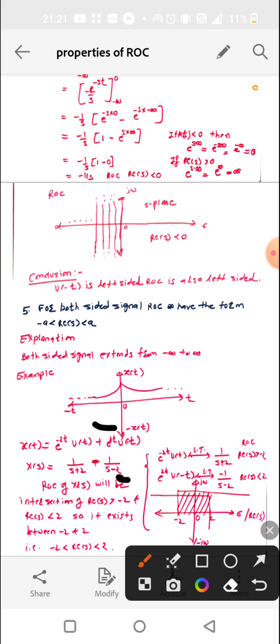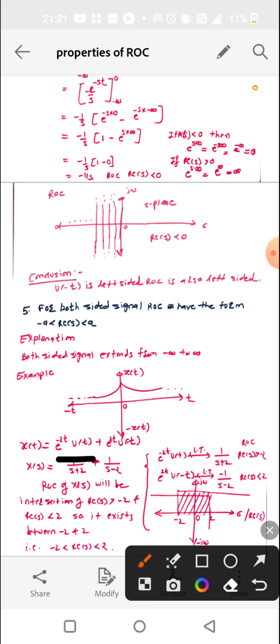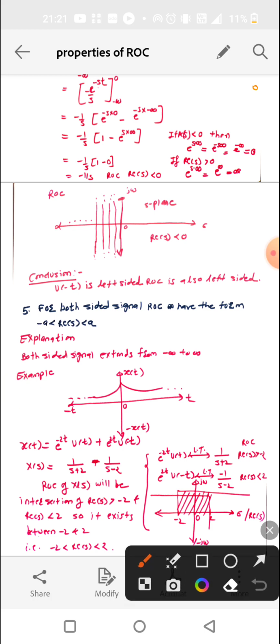These are standard results. When we solve it, you will come to know that these are the standard results of the Laplace transform. So this is the Laplace transform of e raised to minus 2t u(t), and this is the Laplace transform of e raised to 2t u(minus t). Now in this case we should look at the ROC of e raised to minus 2t u(t). ROC of this is real s greater than minus 2. This is also a standard result. Then e raised to 2t u(minus t), its Laplace transform is minus 1 by s minus 2, and its ROC is real s less than 2.